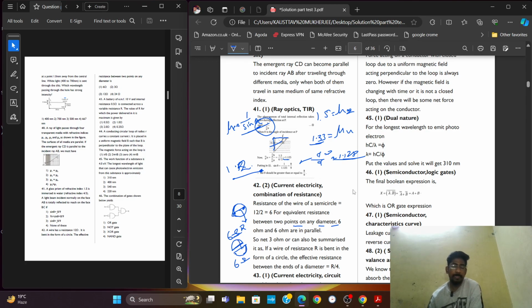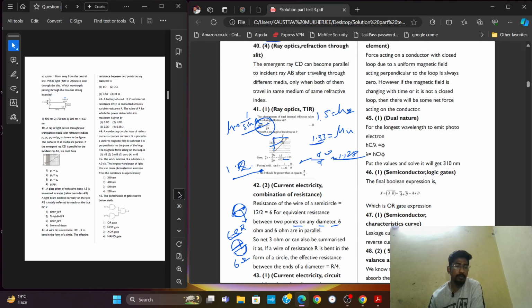RP is equal to multiplication by addition. That means 36 by 12, that is equal to 3 ohm, right? 3 ohm. That means option number 2 is correct.